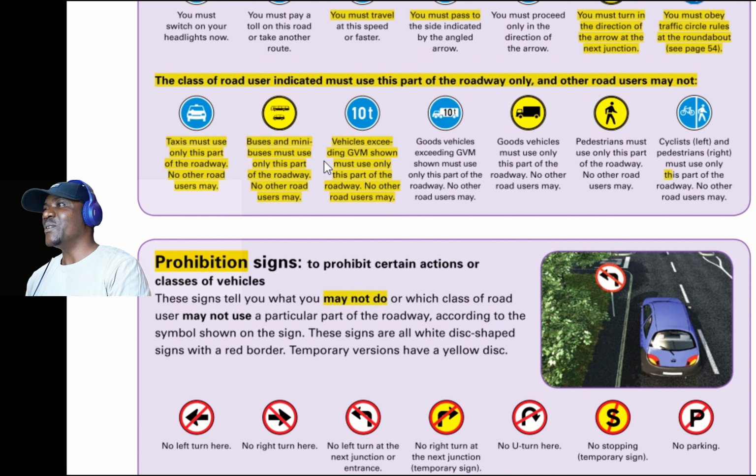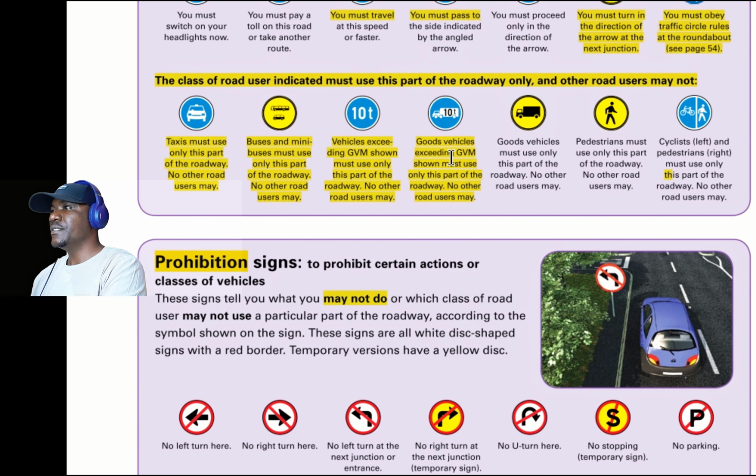Then the next one also is dedicated to goods vehicles. Goods vehicles exceeding GVM shown must use only this part of the roadway. You see, no vehicles below that GVM there may use this part of the road. So when you see this sign, you know it's a command. So now I'm not supposed to drive here if I'm driving a vehicle below the indicated ton there or GVM.